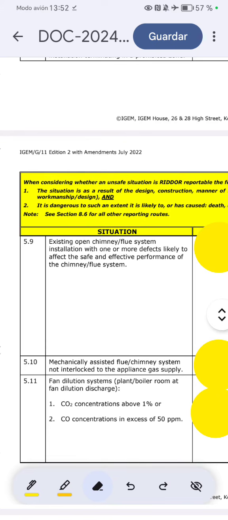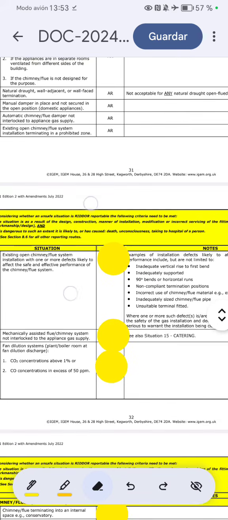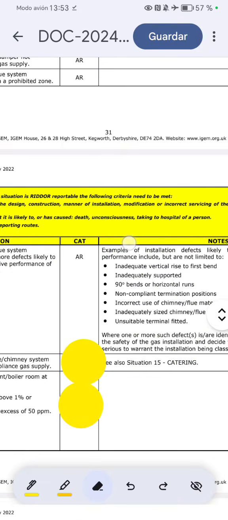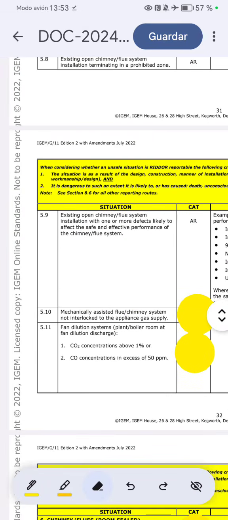5.9, existing open chimney / flue system installation with one or more defects likely to affect the safe and effective performance of the chimney / flue. That's sounding like ID. I'm going to have to get a little clue from this side here. The class does. I'm calling this at risk. I got a clue from the side, sorry, I have to read the notes there.